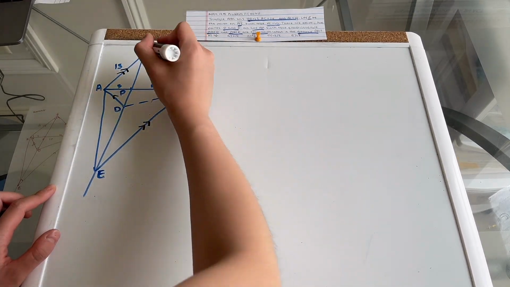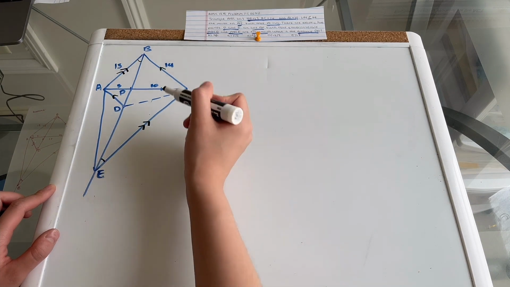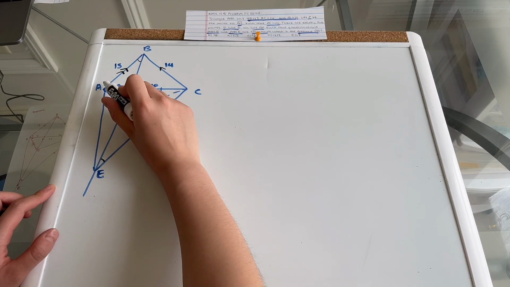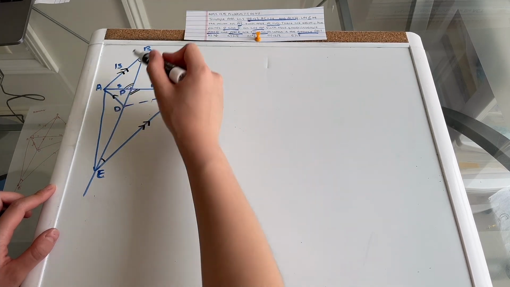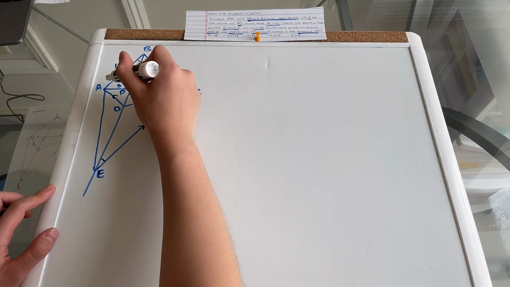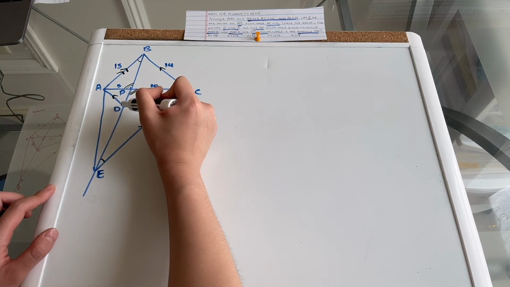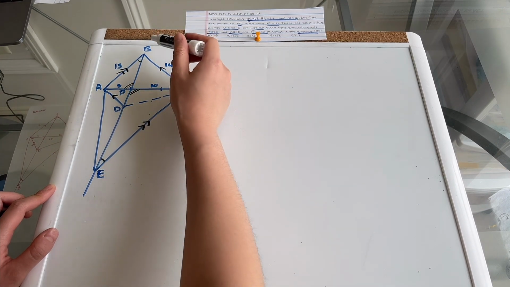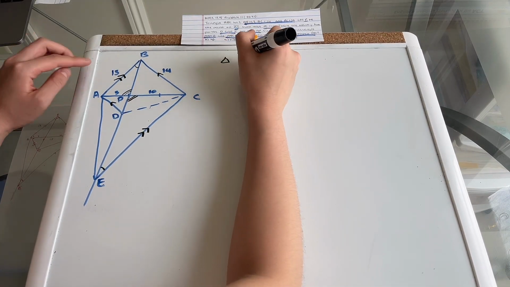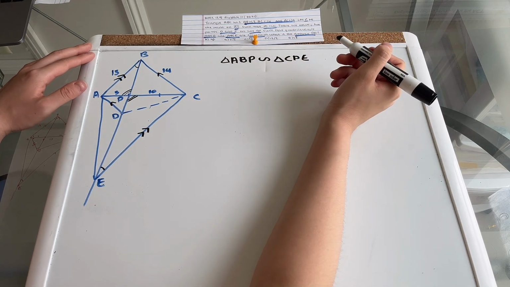Since these two lines are parallel to each other, the angle ABE is equal to the angle BEC. And these two angles are obviously equal to each other, so that means these two angles are also equal to each other. So these two triangles are similar triangles. Similarly, we can see that in trapezoid ABCD, the triangle APD and the triangle BPC are similar to each other.